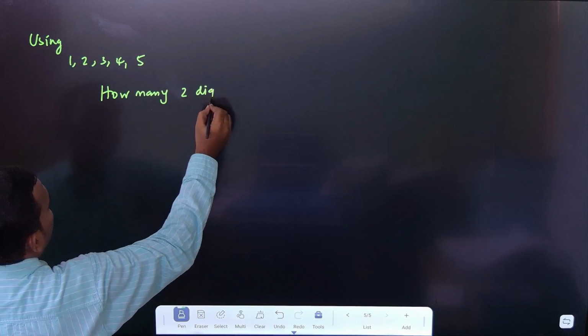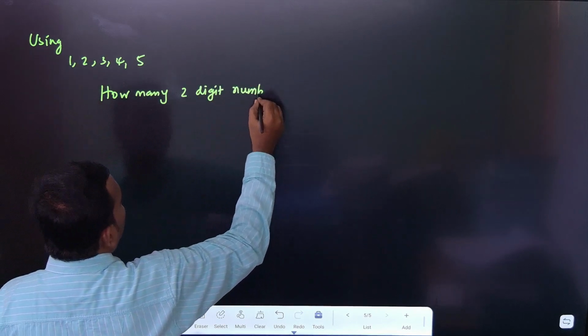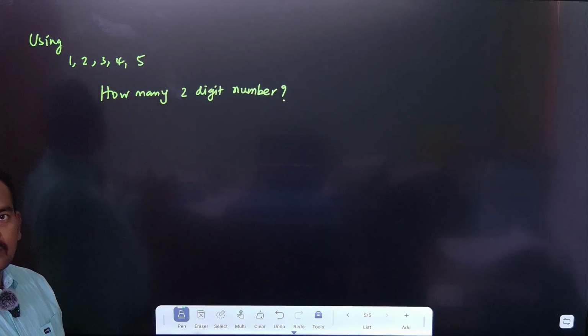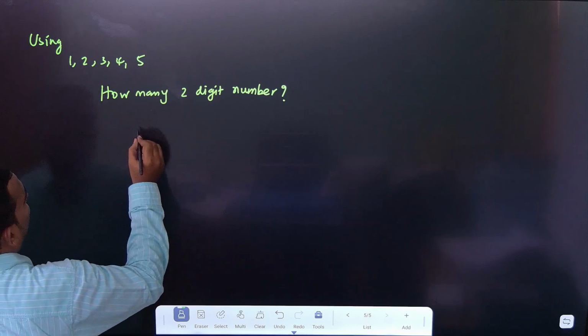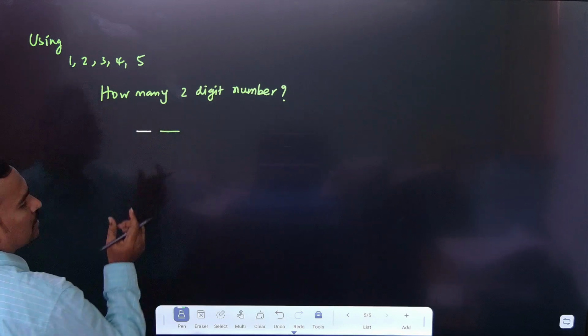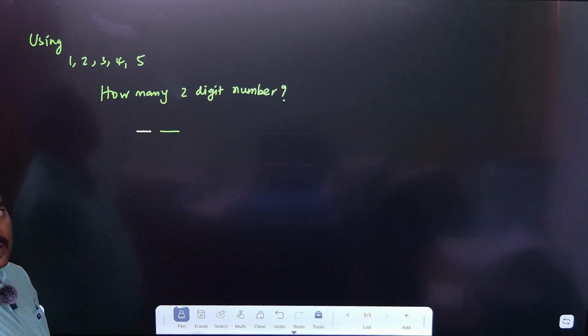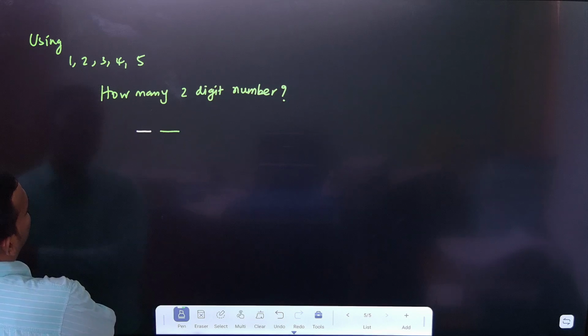2-digit numbers are possible? How many 2-digit numbers? So you can see, when you are collecting 2 digits, it's either repeating or not repeating. There are 2 possibilities there, right? The digits are repeated or not repeated. So the 2 digits means we need 2 slots. This is the unit place, this is the 10th place, right? Okay, you can see how to do this question.